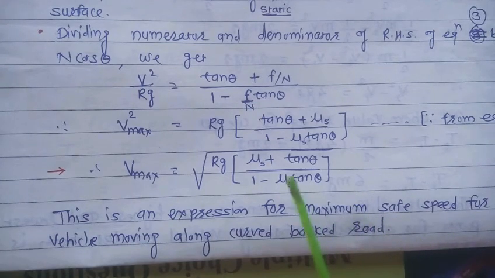Now why is it called a maximum? Because in this case the frictional force acts toward the center and it provides extra centripetal force, and therefore this speed is maximum. Now next question is, what happens if the speed of the vehicle becomes more than this maximum speed given by this equation? Now if the speed of the vehicle exceeds this speed, then the vehicle will topple in the outward direction.